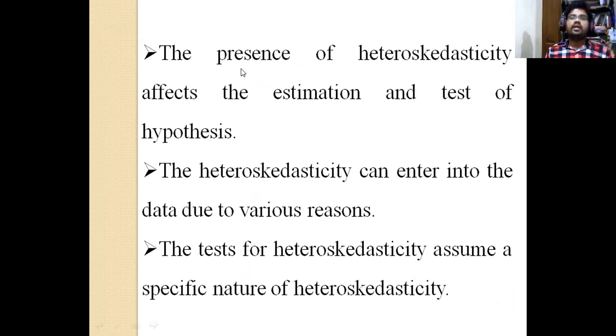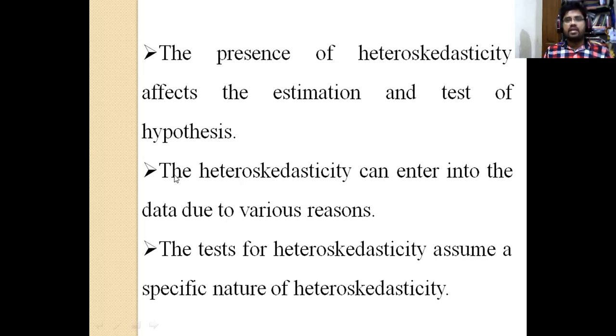See, the presence of heteroscedasticity affects the estimation and the test of the hypothesis. As we concluded just now, about the consequences: when you are getting estimation, the estimates are wrong. Then after getting wrong estimates, the test of hypothesis is also wrong. It may affect the testing of hypothesis, because when the standard errors are wrong, we get values which are not good values. That is, it can affect the estimation and test of the hypothesis.